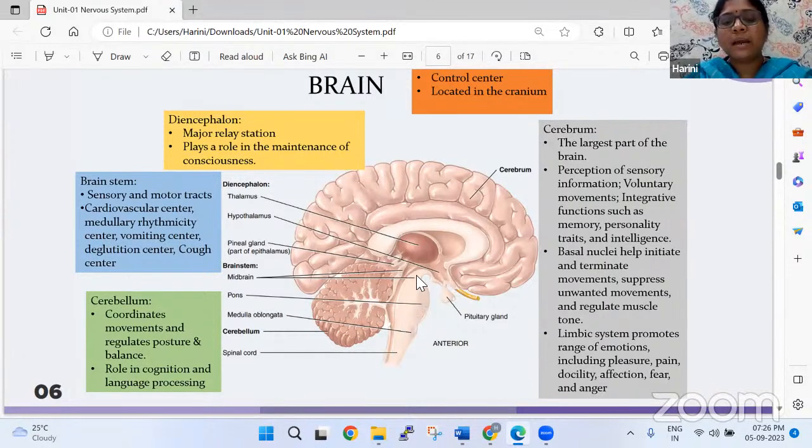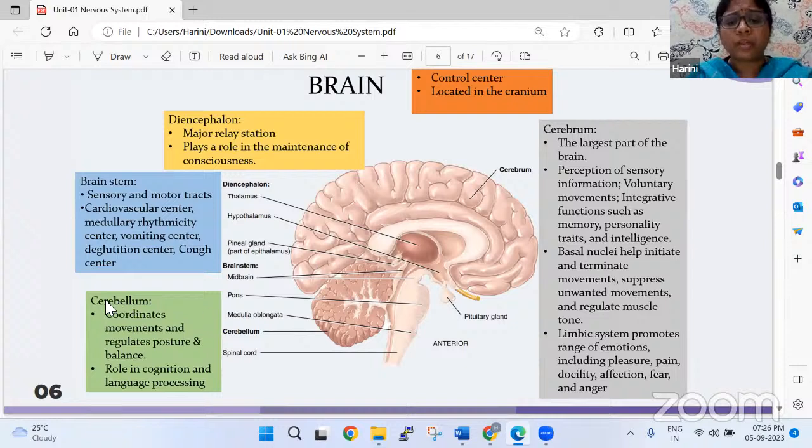Next comes the midbrain. The midbrain is just anterior to the cerebellum. You all know these four major terms: superior, inferior, anterior, and posterior. Whenever you write a location, try to represent it with these anatomical terms. It gives you a better understanding than saying front or back.